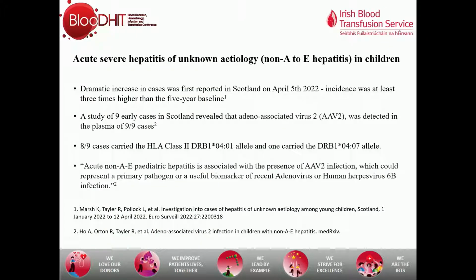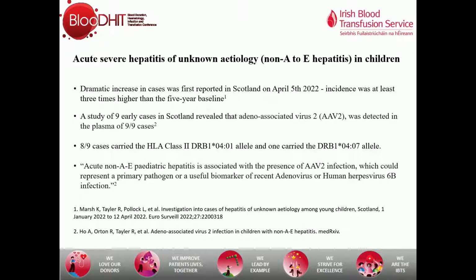So the second piece then is acute severe hepatitis of unknown etiology in children. So like I said, you may be aware of this in the media and so on. So there's a dramatic increase in cases that was first reported in Scotland at the start of the year, being at least 3 times higher than the 5-year baseline. From that, a follow-up study of 9 of the early cases revealed that adeno-associated virus, AAV2, was detected in 9 out of the 9 cases. Again, from the HLA side of things, how is this relevant?